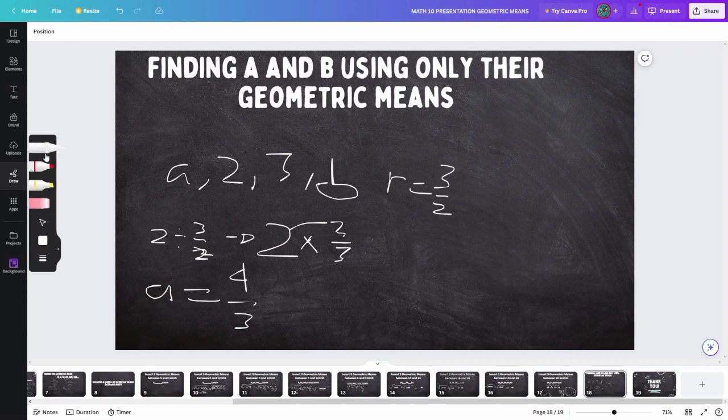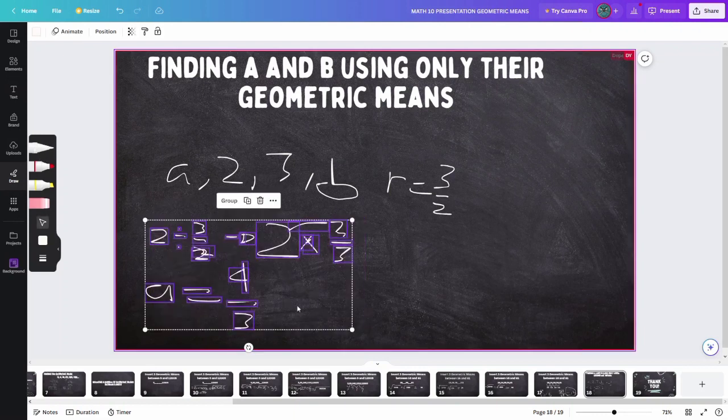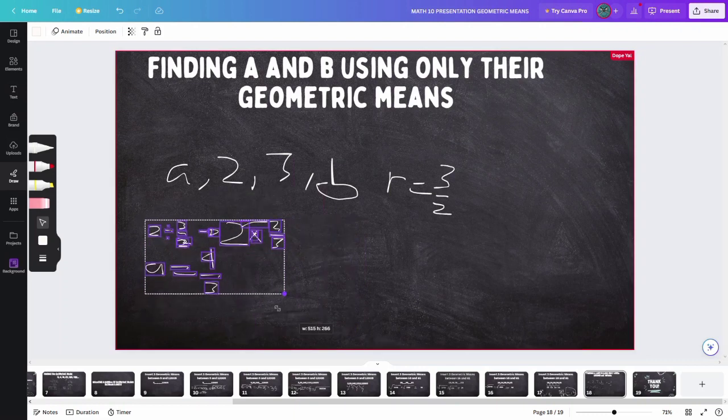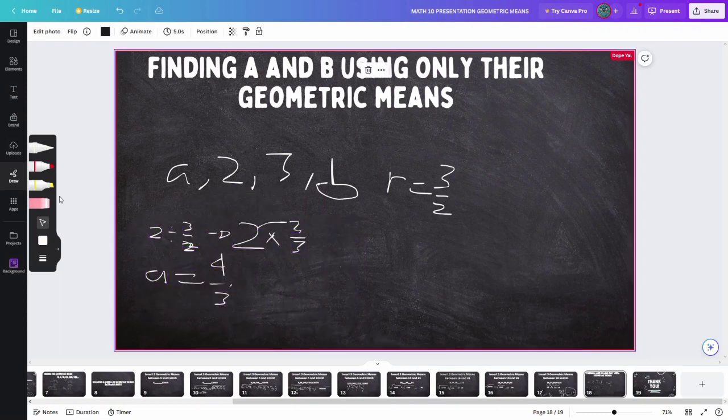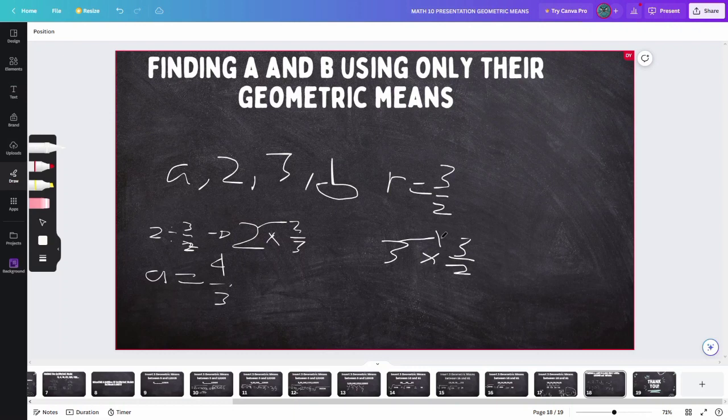Okay then, we'll move on to 3. Like I said before, if you're going to the right, you're going to have to multiply 3 times 3 over 2. That's simple. And 3 times 3 would turn into 9 over 2.